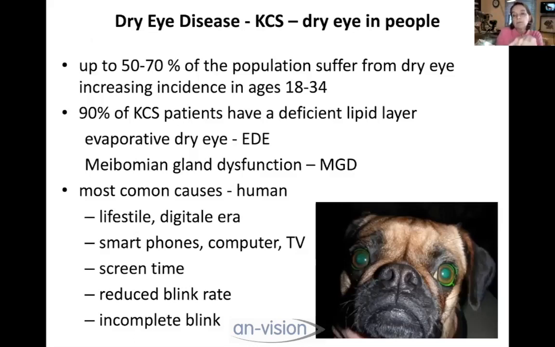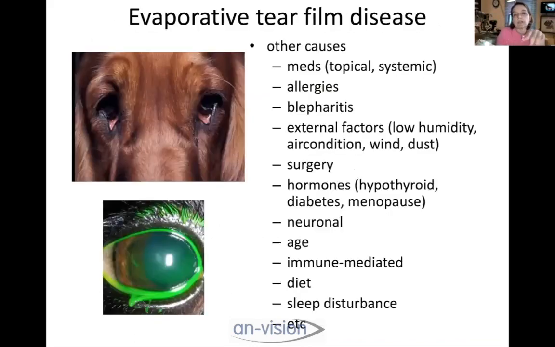I think we also see that in dogs, and I think every one of these causes that are listed here, we have that in dogs and cats as well, in our animals. So topical and systemic medications, allergies, blepharitis, external factors. Animals have even worse external factors because they live below and they have air condition and wind and dust and I don't know what.